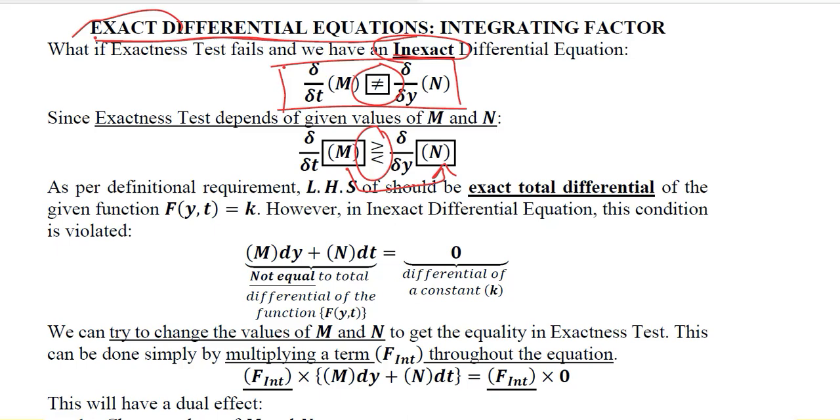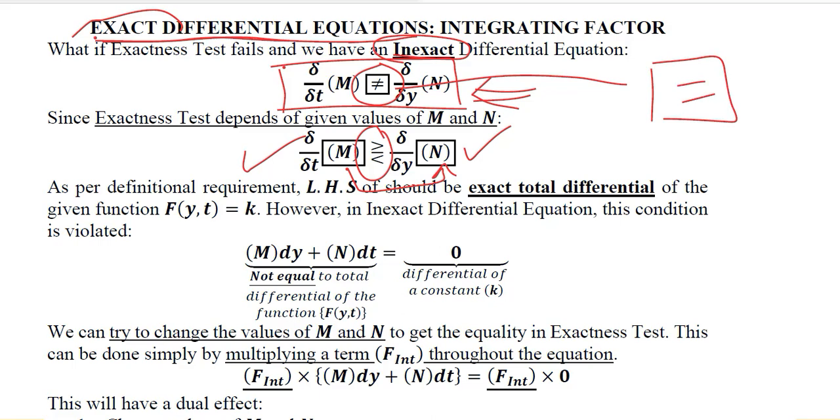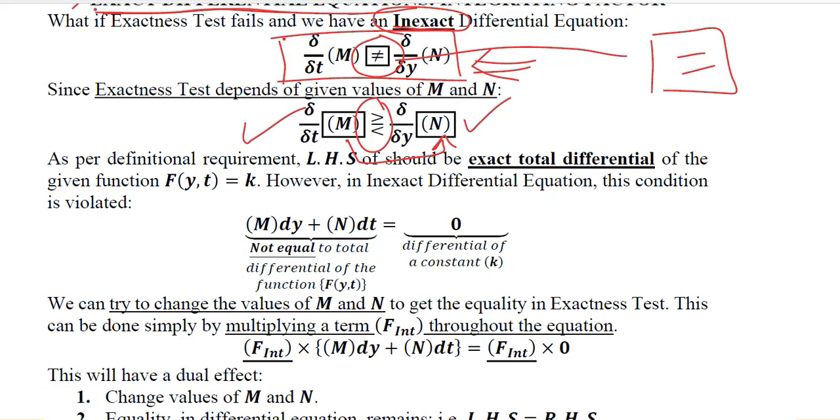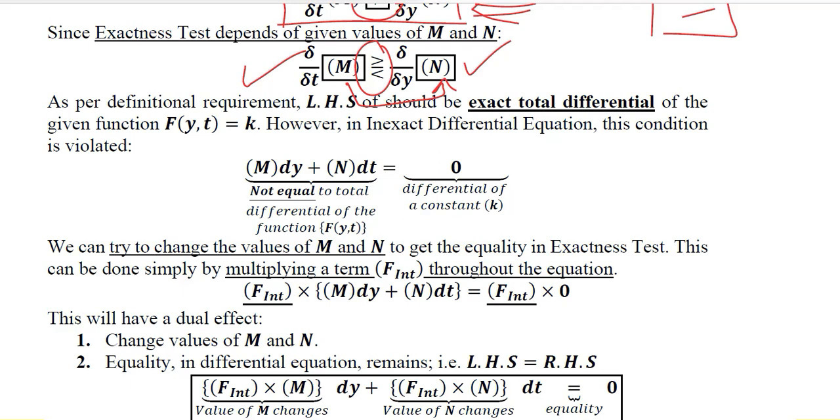In order to get equality in this exactness test condition, we can focus on the values of M and N, because these are the values that are substituted in this test, and if we change their values, definitely the result can change, that is, the inequality can turn into an equality. So this is the gist behind our process of finding the treatment.